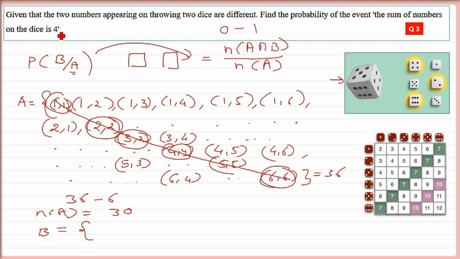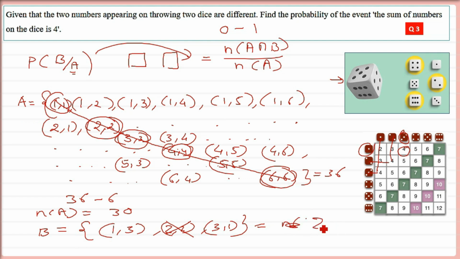So let's see B. The B set will be the sum of the numbers on the dice is 4. So 1, 3 can be 4. All these 4s which you see here, there are 3 of them: 1, 3, 2, 2 and 3, 1. Now in the question it is given that similar numbers cannot come. So we have to eliminate this 2, 2 from here. So how many elements are left here? 1, 3 and 3, 1. That is only 2. So the number of elements in B is 2.